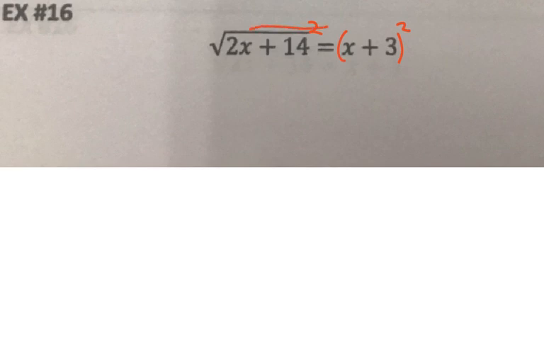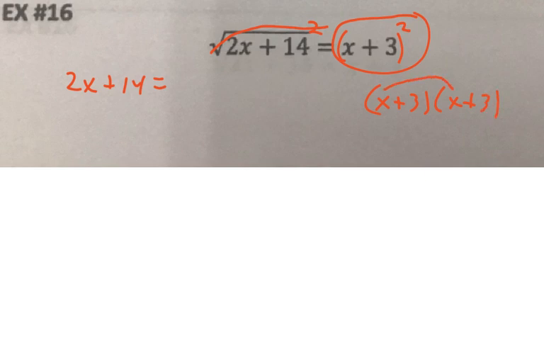That way we get rid of this square root here, right? So notice I'll have 2x plus 14 equal to, now over here it's very important, we are squaring x and 3 together. So again, this goes back to first semester. I've got to do the FOIL or distributive property on it. X times x is x squared. X times 3 is 3x. 3 times x is 3x. 3 times 3 is 9.